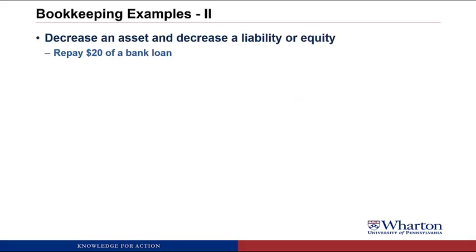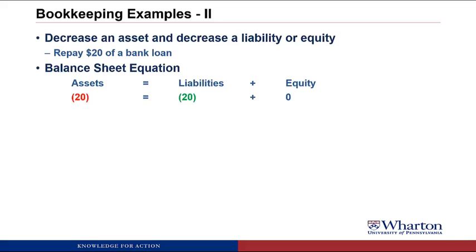Another example. Now let's look at decreasing an asset and decreasing a liability or owner's equity account. So here we're going to repay $20 of a bank loan. So the accounts involved are cash and notes payable. Both are going down by 20. On the balance sheet equation, we would see assets go down by 20, that's the cash. Liabilities going down by 20, that's notes payable, and there's no effect on equity.